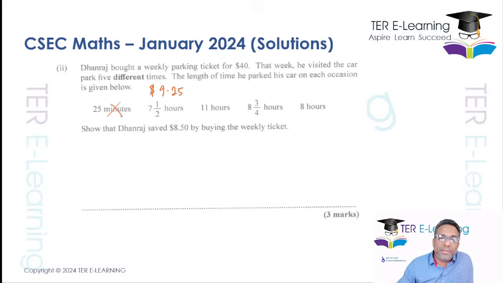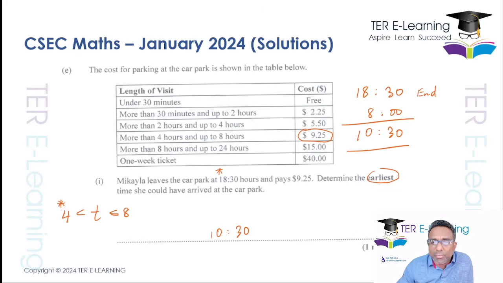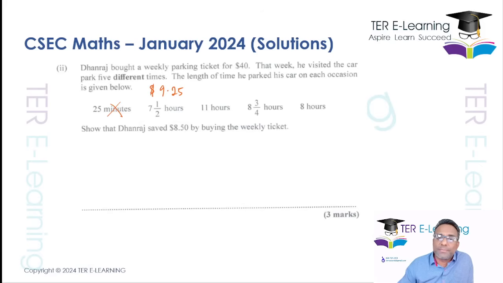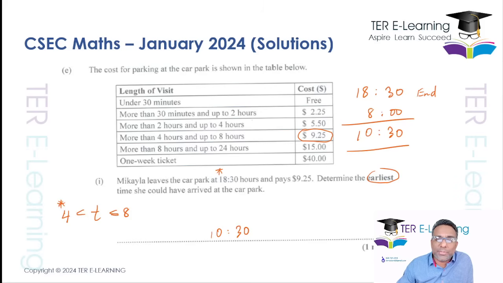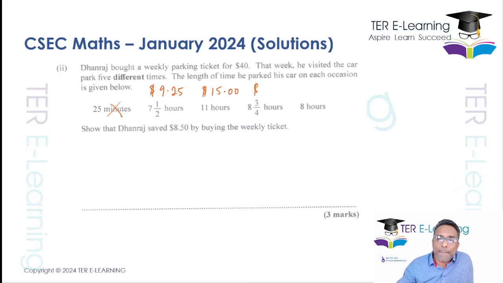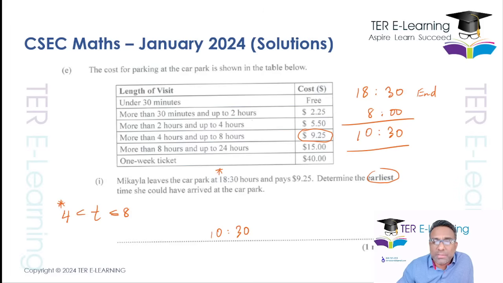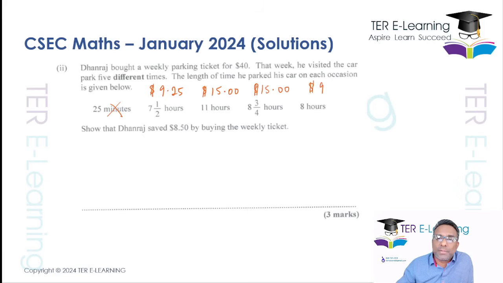For 11 hours, so more than 8 hours, that's $15. All I'm doing here is looking at the chart and trying to figure out how much he has to pay. The next one is 8 3/4 hours, so that's $15 again. And then the last one is 8 hours, which is $9.25. So this here represents the total amount of money he would have spent.